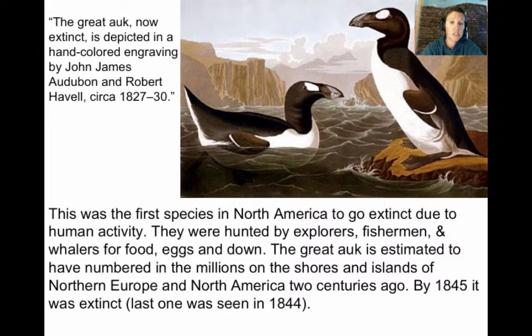Now, talking about extinctions, this is a picture of the very first species that went extinct in North America, not in the world, but in North America. This is a picture of the great auk, A-U-K. And it was basically a water bird, kind of like a puffin. And they were so prevalent that they were found all along the shorelines.